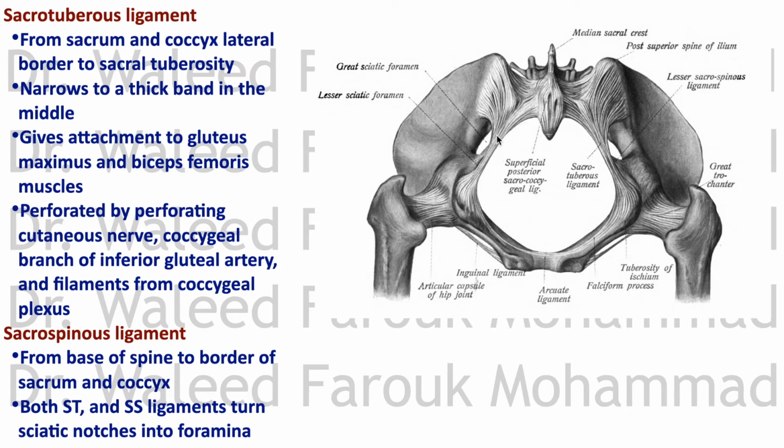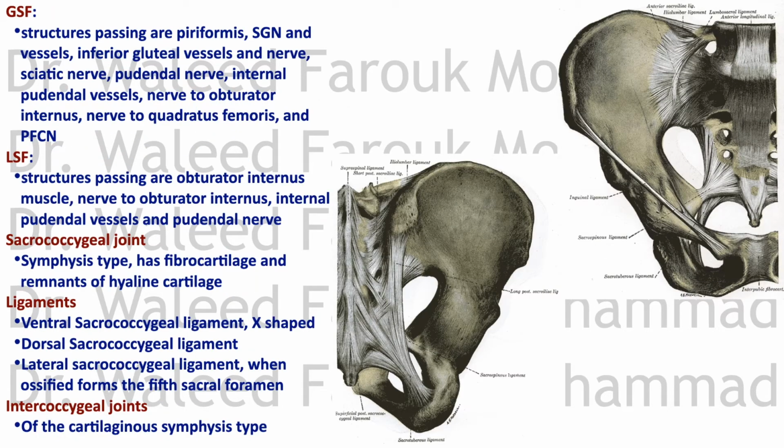Both ligaments, because of their attachments, turn the greater sciatic notch and lesser sciatic notch into greater and lesser sciatic foramina. Sorry, they were notches before and then turned into foramina, because the ligaments complete the closure of the notches, the greater and the lesser sciatic notches. Okay, the greater sciatic foramen, the one you can see here, which was a notch before the sacrotuberous and sacrospinous ligaments: the structures passing through it are extremely important to know for your exams.